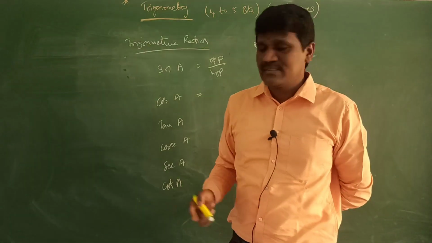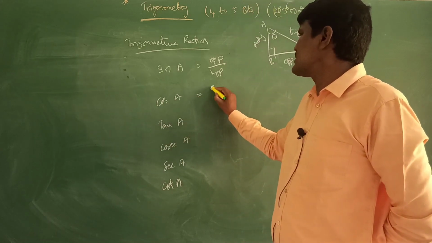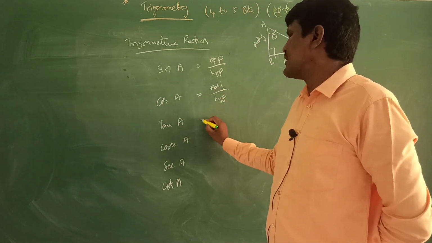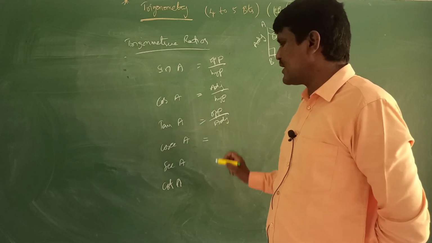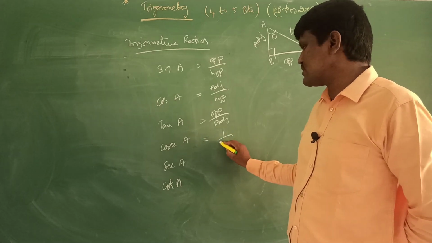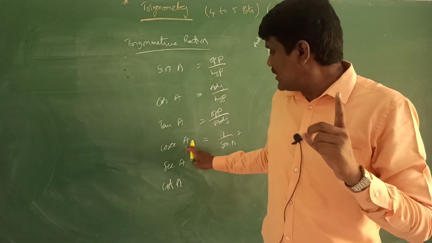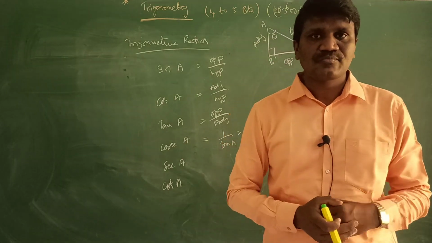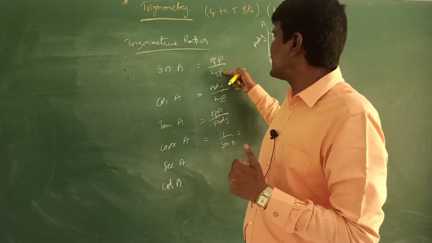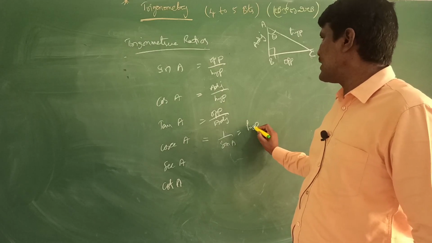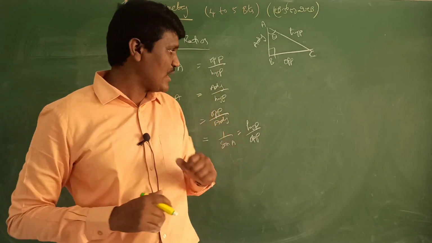Let us go a little faster because you can read it easily also. Cos A is adjacent side by hypotenuse. Tan A is opposite by adjacent. Cosec A is 1 by sin A. Here you should remember this very carefully: cosec is the reciprocal of sine. So 1 by sin A, whatever sine is, its reciprocal will be hypotenuse by opposite. So cosec theta is the reciprocal of sin theta, which is the most important point.